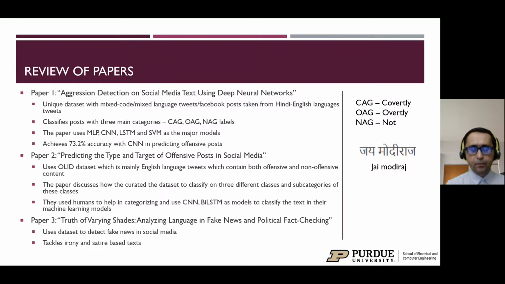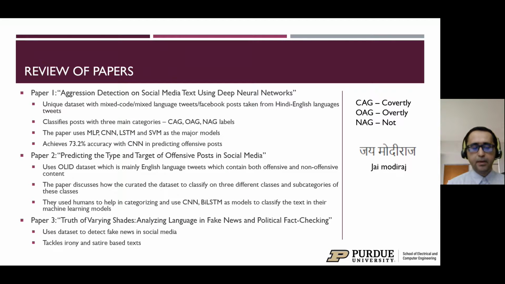The other two papers: the second one uses an OLID data set where the researchers have actually curated the data set using humans to classify and make sure that the data is really classified as per what they thought, whether offensive or aggression is seen. The last paper goes a little bit different, in terms of fake news and political fact checking. The uniqueness about the last paper is that they use different training and test data sets coming from two different sources instead of doing a training and test data split.